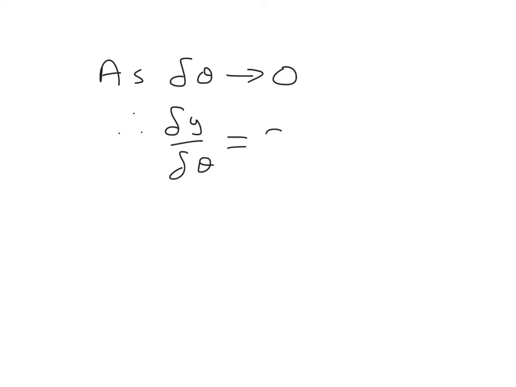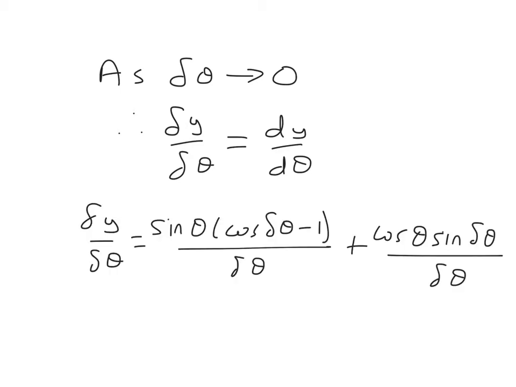And then, as with other stuff we've done on differentiating from first principles, I'm going to let delta theta tend to nothing. So delta y divided by delta theta is going to become the actual gradient at that point, dy by d theta. But remember that delta y divided by delta theta equals this expression. So let's think about this part here.